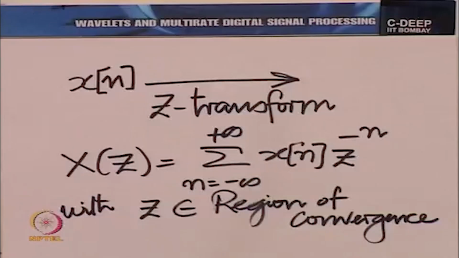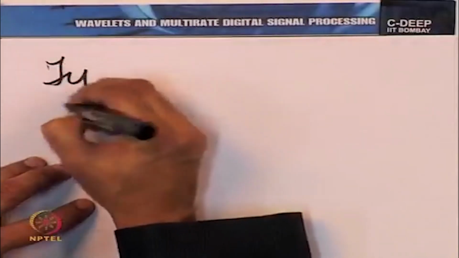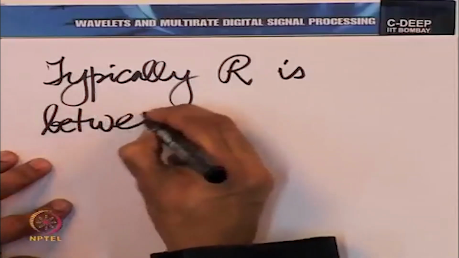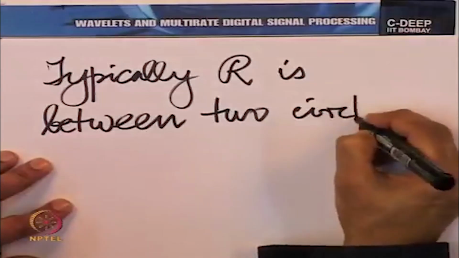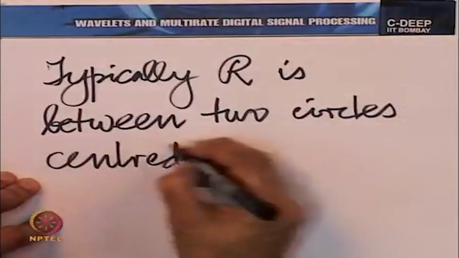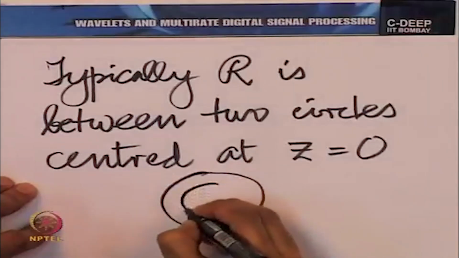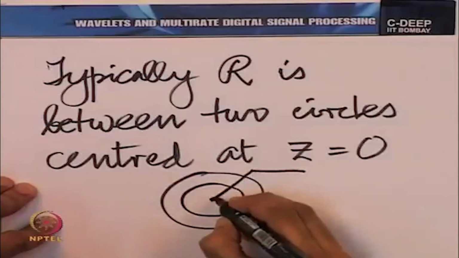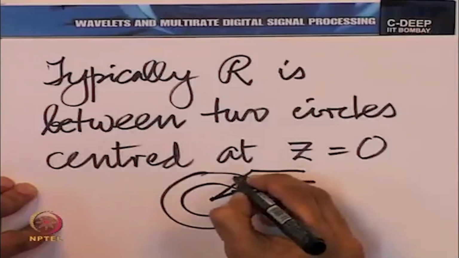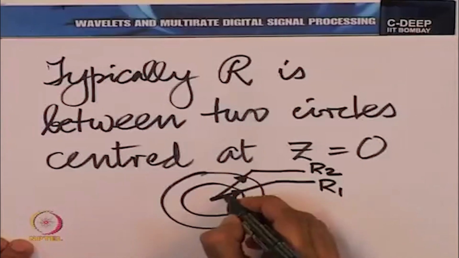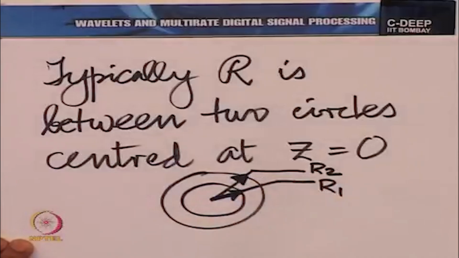So, let me say a little bit about the regions of convergence of a typical Z transform. Typically, R has the following pattern. R is between two circles centered at the origin. So, it has an appearance something like this, and both of these are centered at the origin. So, you have R 2 and R 1. Here the radius is R 1 and here the radius is R 2. Now, it could be true that R 2 might be infinity or R 1 might be 0. So, we have to allow these possibilities.